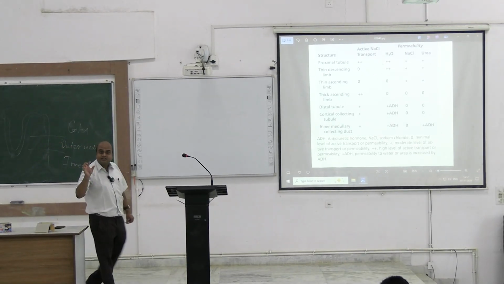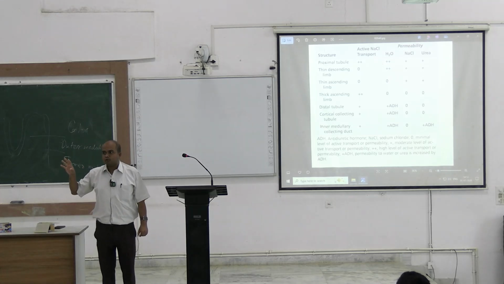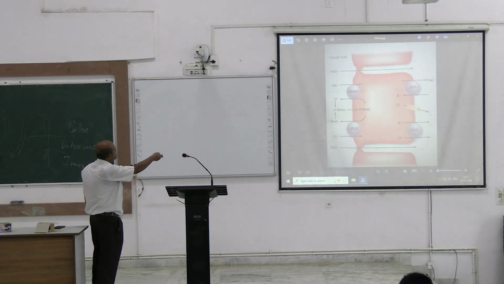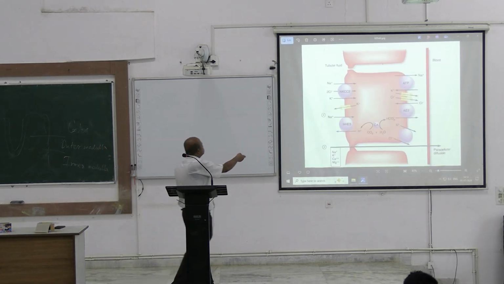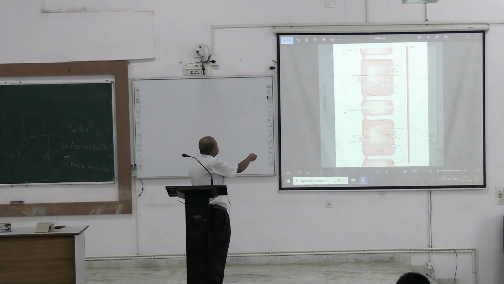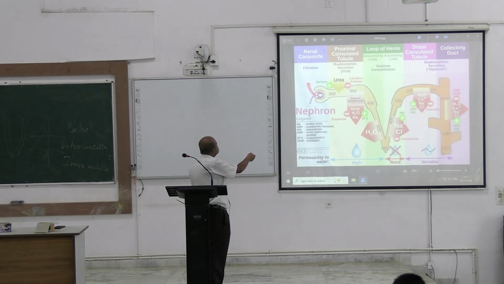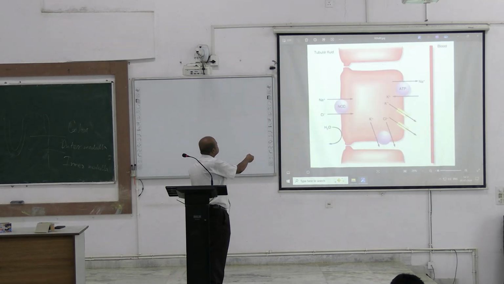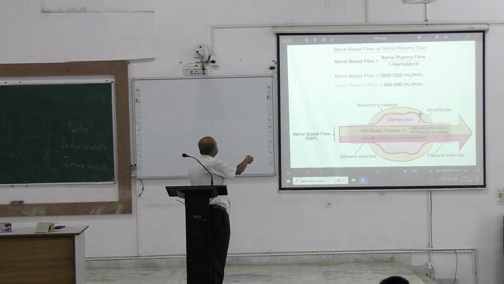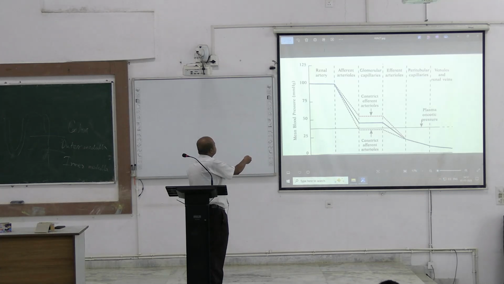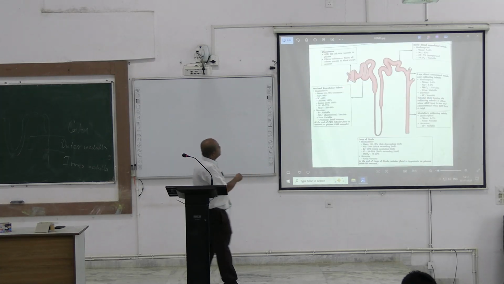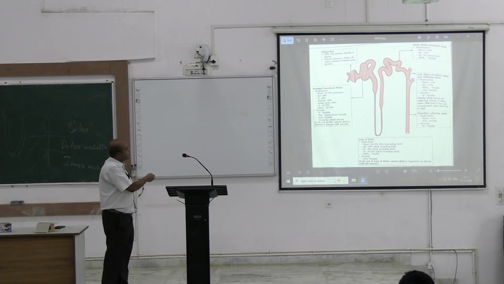One question comes like this: discuss water reabsorption throughout the renal tubule. Most of it is in the proximal tubule. Just see this. Water reabsorption is 65 percent, mostly three-fourths of it in the proximal tubule.